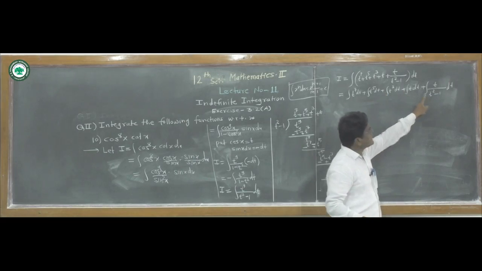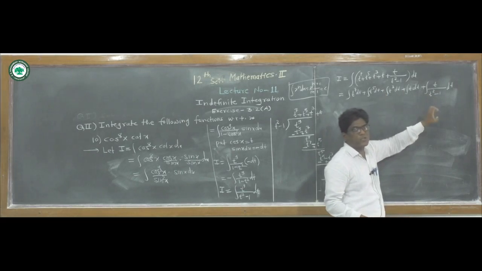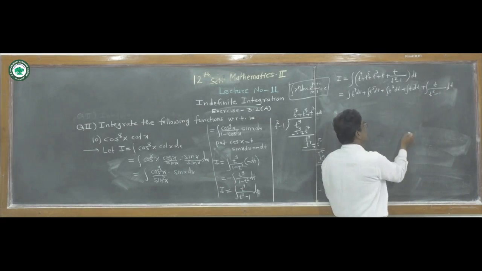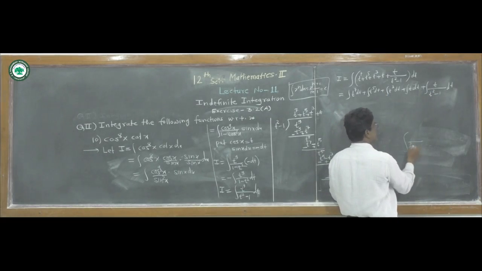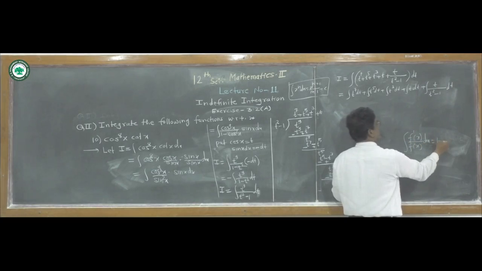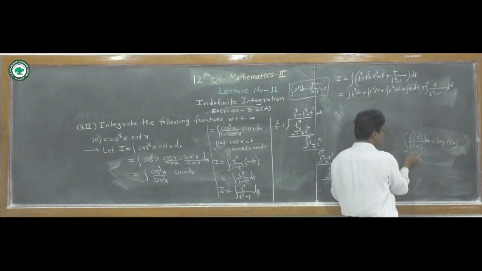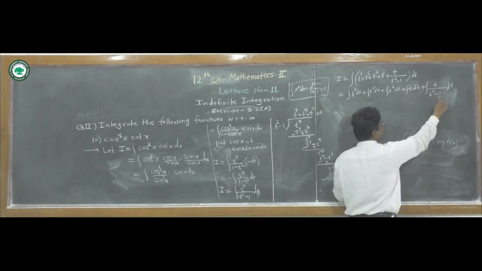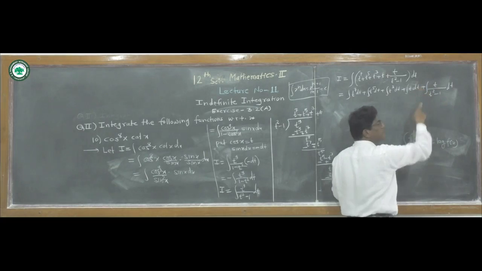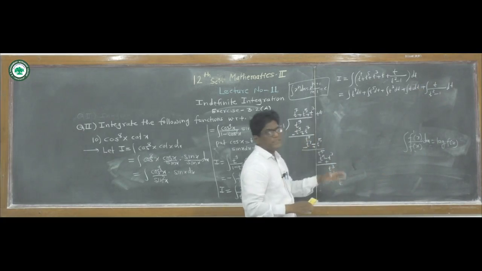Now to solve the last integration, we have to use a corollary. Which is the corollary? The integration of a function's derivative in the numerator over the function, with respect to x, is equal to the log of the function. This is the corollary. We have to use this corollary here. It means if we consider this as the function, then its derivative should be in the numerator. Then we use that corollary.